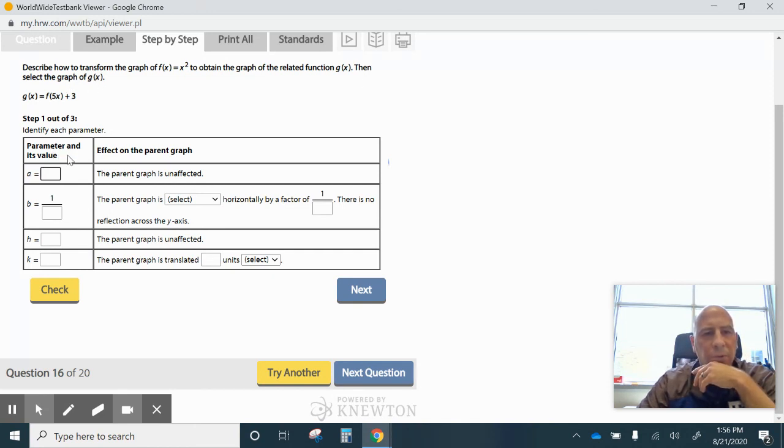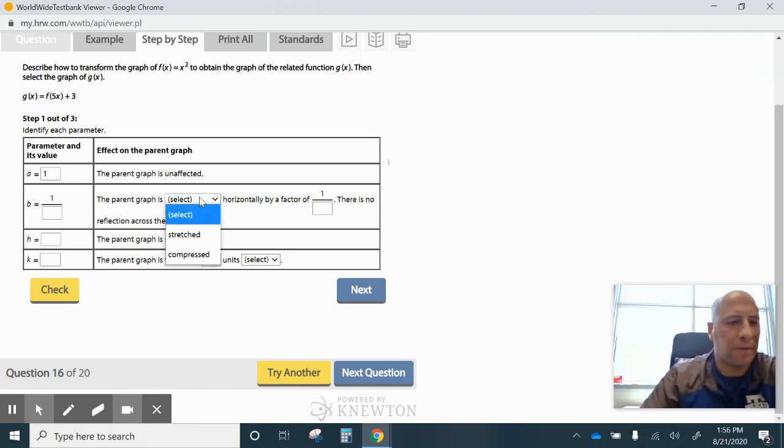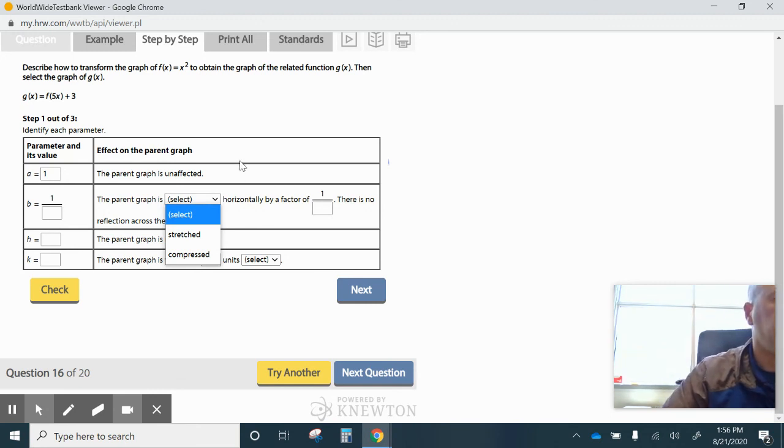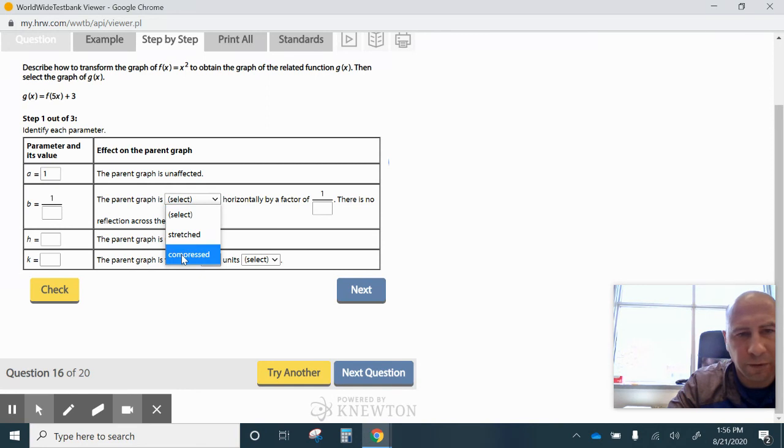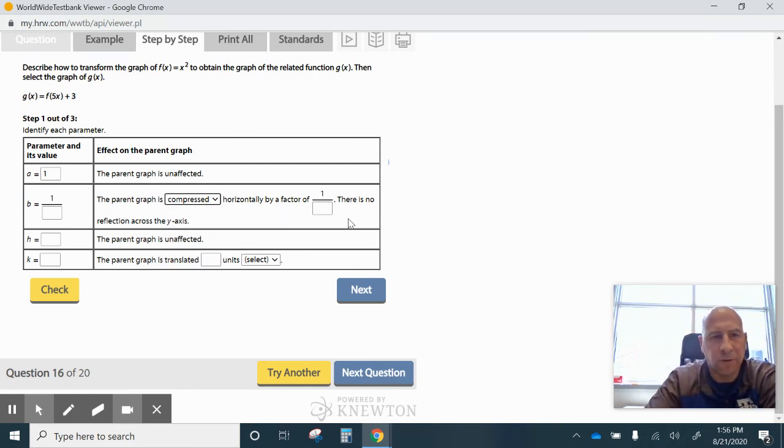So here it says parameters and values. A, that's the number in front, which is 1. Okay. See, the parent graph is, we talked about that. Take it back to there. All right, so then the B value is greater than 1, so that's a horizontal compression. Horizontal by a factor of, it's always the opposite of what it looks like, so it's 1/5.